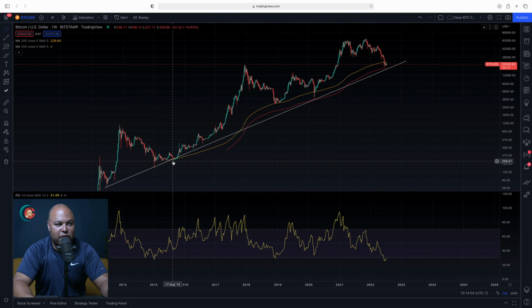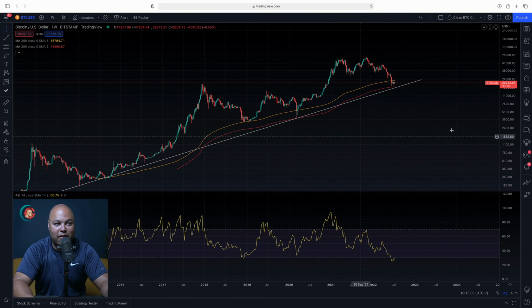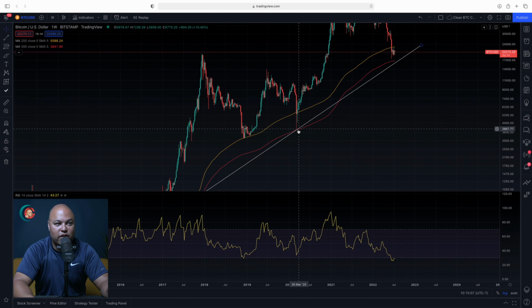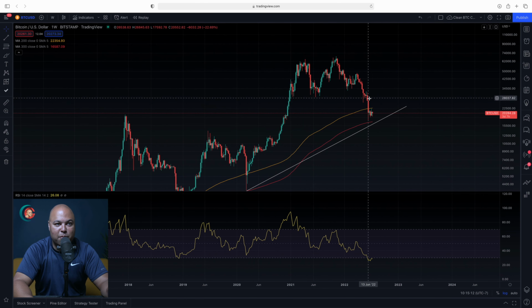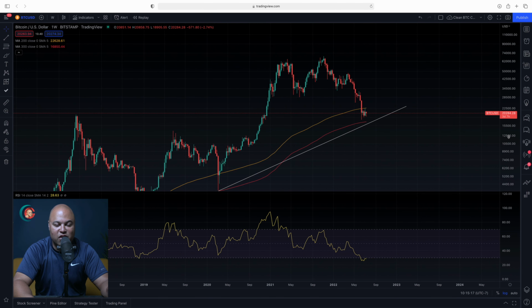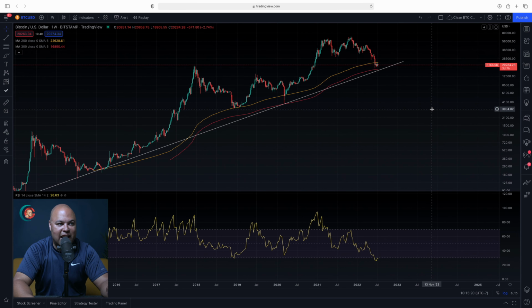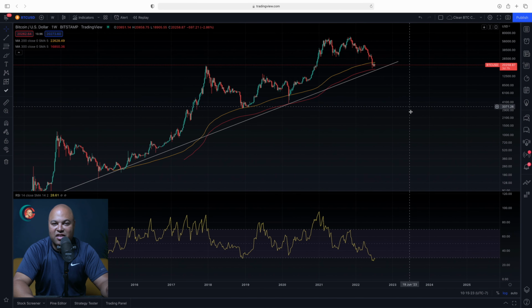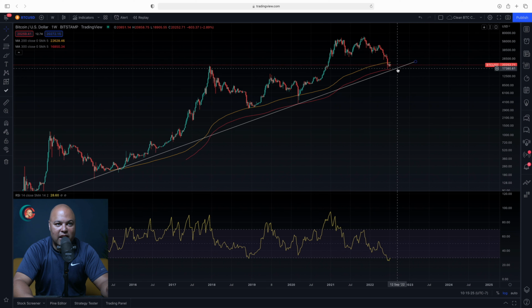We hit the 200-week moving average, broke beneath it, but broke back above it. We came back and checked in with the 200-week moving average, broke out. We came back and broke beneath the 200-week moving average and actually wicked down to the 300-week moving average and then recovered. And now we've broken beneath the 200-week moving average and we've tested the 300-week moving average. So we've got three data points now that say this is the definition of low. This trend line, these moving averages, and this RSI.